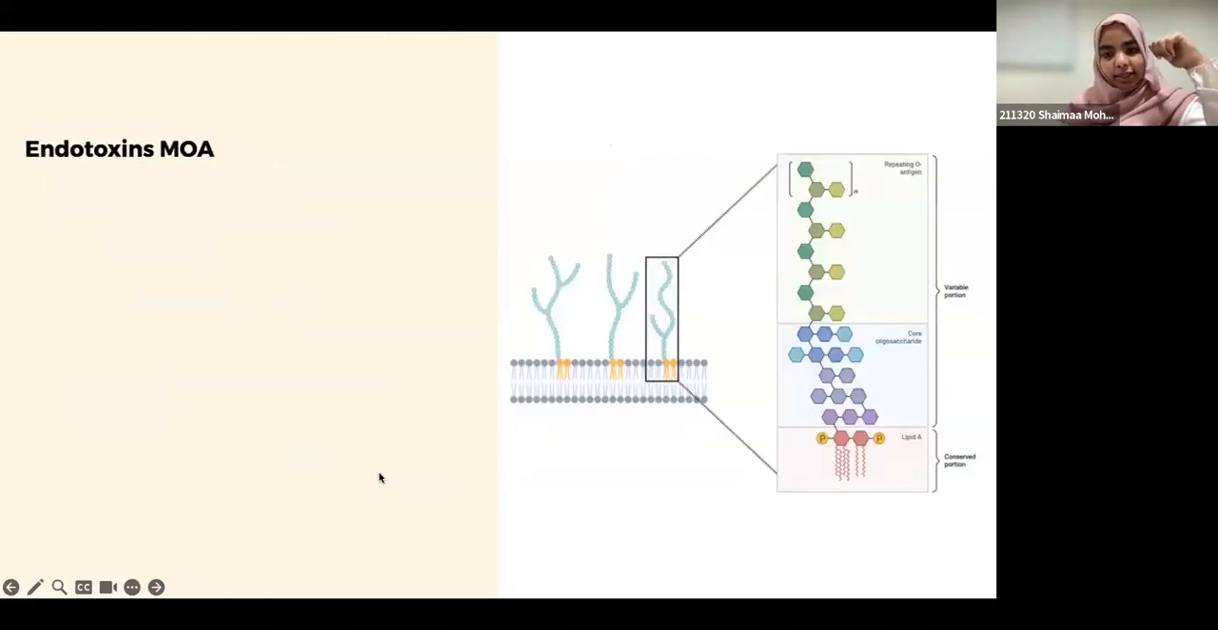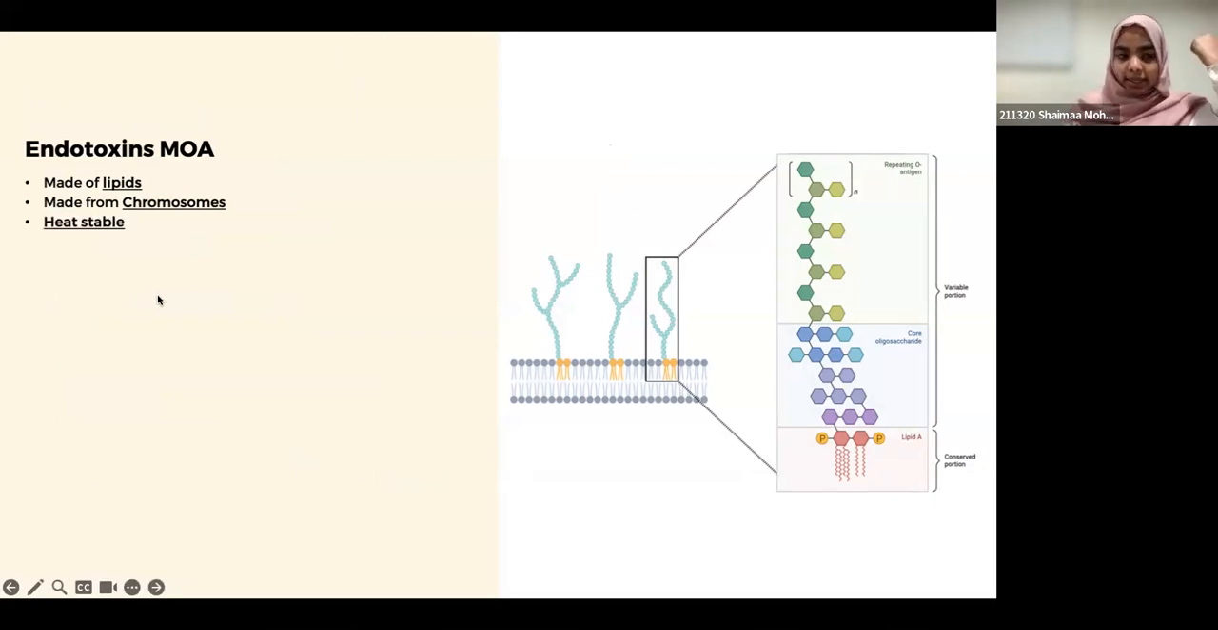So this is for exotoxins. As for endotoxins, they're made up of lipids. Exotoxins are made up of proteins, endotoxins are made up of lipids. Exotoxins come from plasmids, endotoxins from chromosomes. Exotoxins are heat labile, endotoxins are actually heat stable. And we already mentioned that they're integral parts of the cell itself.